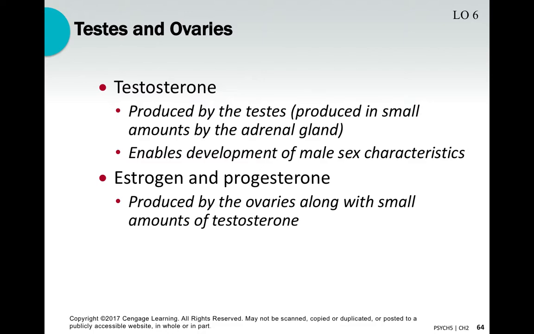Producing testosterone is what leads to the development of male characteristics, like facial hair, hair under the arms. I guess that's not just for males either. But deeper voice, facial hair, physical stature, and growth in physical stature are regulated by testosterone, whereas estrogen and progesterone are primarily produced in women, in the ovaries.